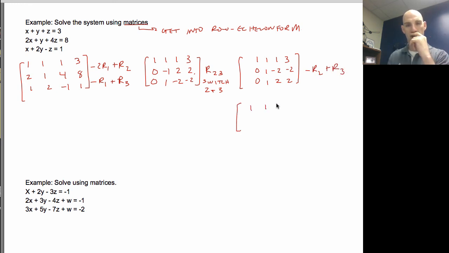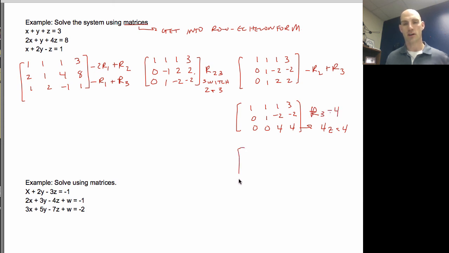So you get 1, 1, 1, 3. And then I've got 0, 1, negative 2, and negative 2. If I do a negative times this plus this one, I get 0 and 0. And this would be 2 plus 2 is 4. And then 2 plus 2 is 4. And so really, essentially, this last line is 4z equals 4. So what I can do is row 3 divided by 4. And so I've got 1, 1, 1, 3, 0, 1, negative 2, negative 2, 0, 0, 1, 1.